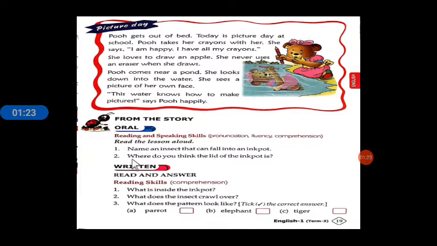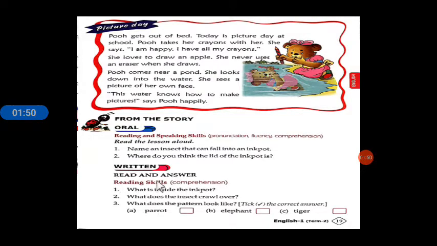The second question: where do you think the lid of the ink pot is? You have to write on your own. I think the lid of the ink pot is lost, so it went somewhere else. So this is the answer for the second question. Next, let us go to the next main, that is read and answer.